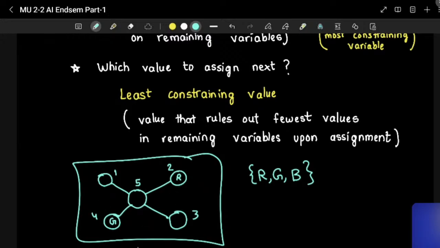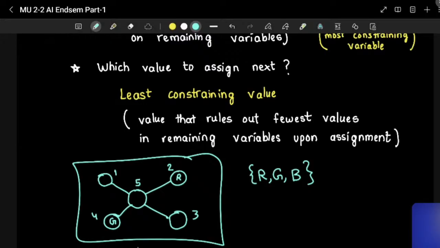Should I assign a value to 1, 5 or 3? If you look at 1, in 1 I can put RGB, there is no restriction. Anything is fine because all constraints will still be satisfied in the current state. If you look at variable 3, I can still put RGB, there is no problem.